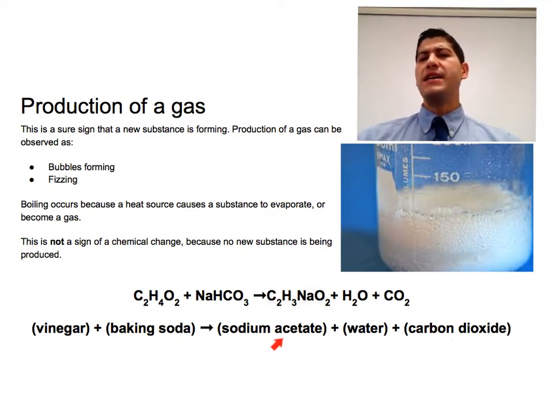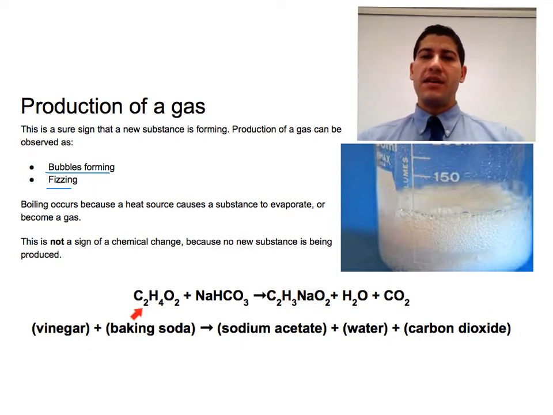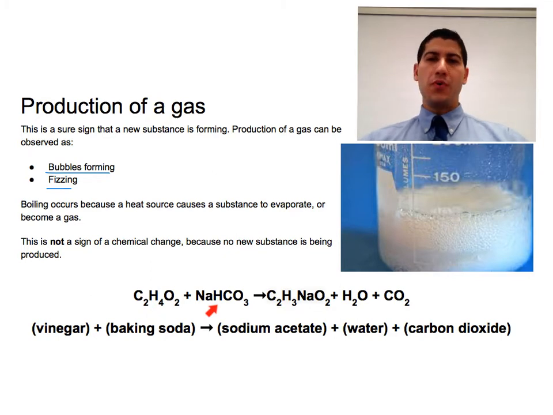During this reaction, you can see bubbles in the solution. These bubbles are caused by carbon dioxide gas escaping into the air as the reaction takes place. The chemical equation for this reaction is down here. Vinegar plus baking soda yields the new products or new molecules of sodium acetate, water, and carbon dioxide.